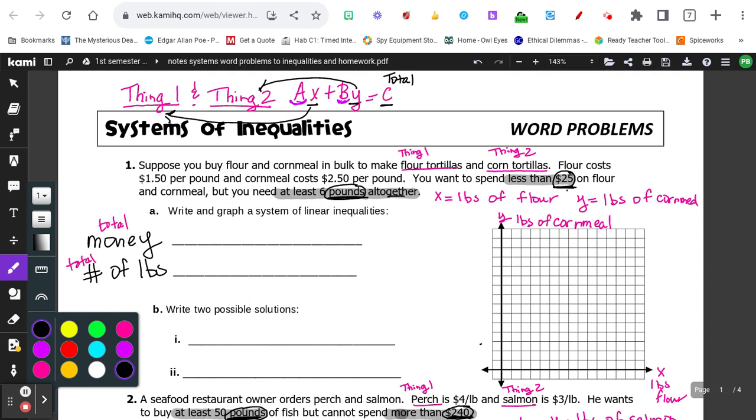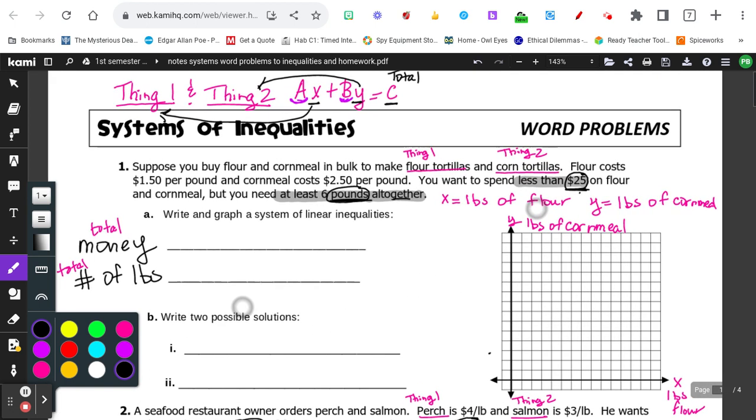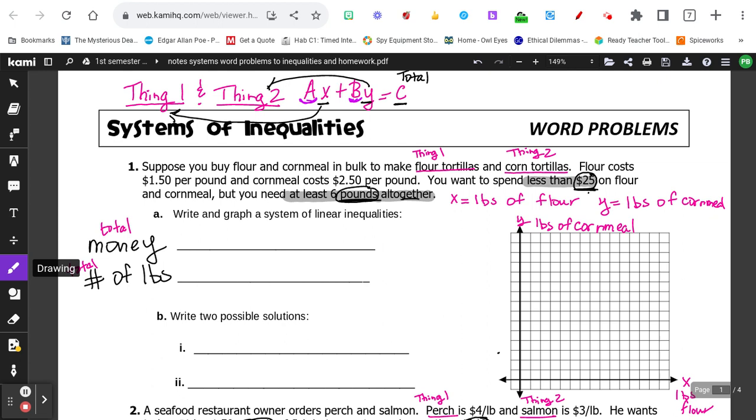All right, so what we'll do is we'll start off on number 1. And I'll be right back, guys. I need to go get my calculator. Hold on. All right, we're going to start off on number 1.